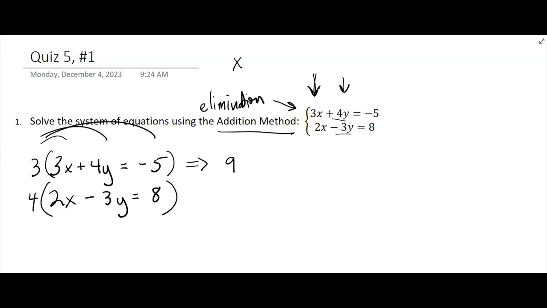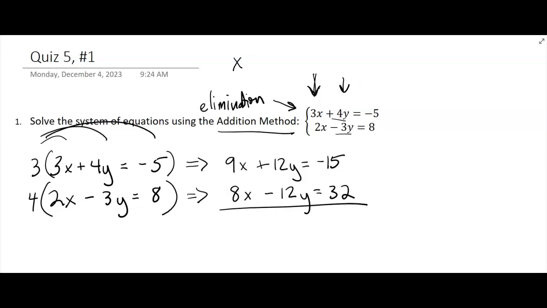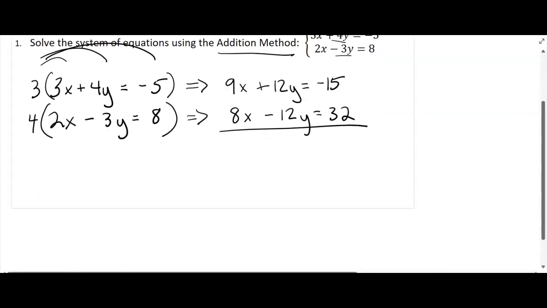I'm going to get 9x plus 12y equals negative 15. And then in the bottom, same thing with the 4, distributing the 4, I'm going to get 8x minus 12y equals 32. That allows us to add the equations, which that work has been shown in the videos. It's in the book. 9x and 8x is 17x. The 12y and the negative 12y cancel out. They add up to 0. That's what the eliminating is. This is the addition part.